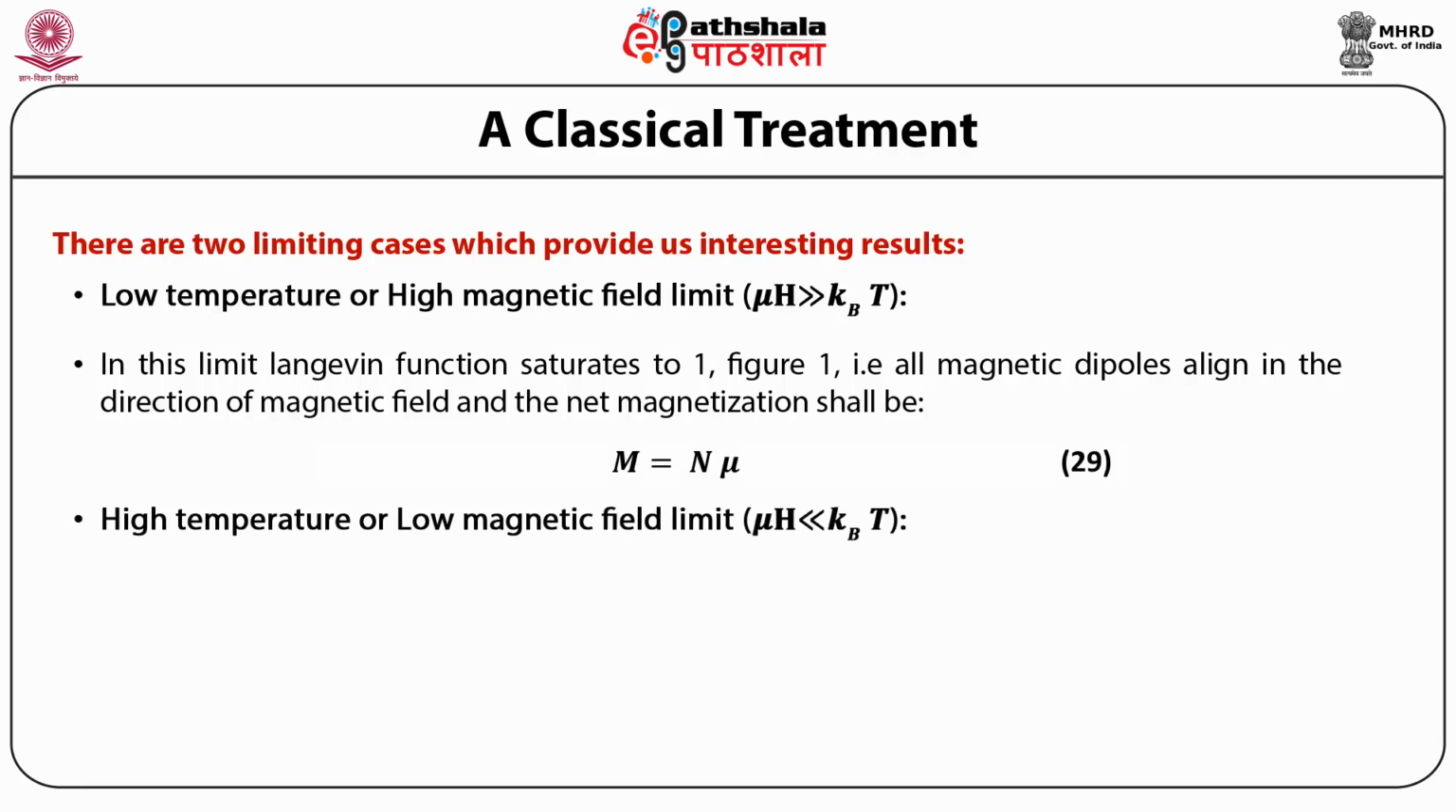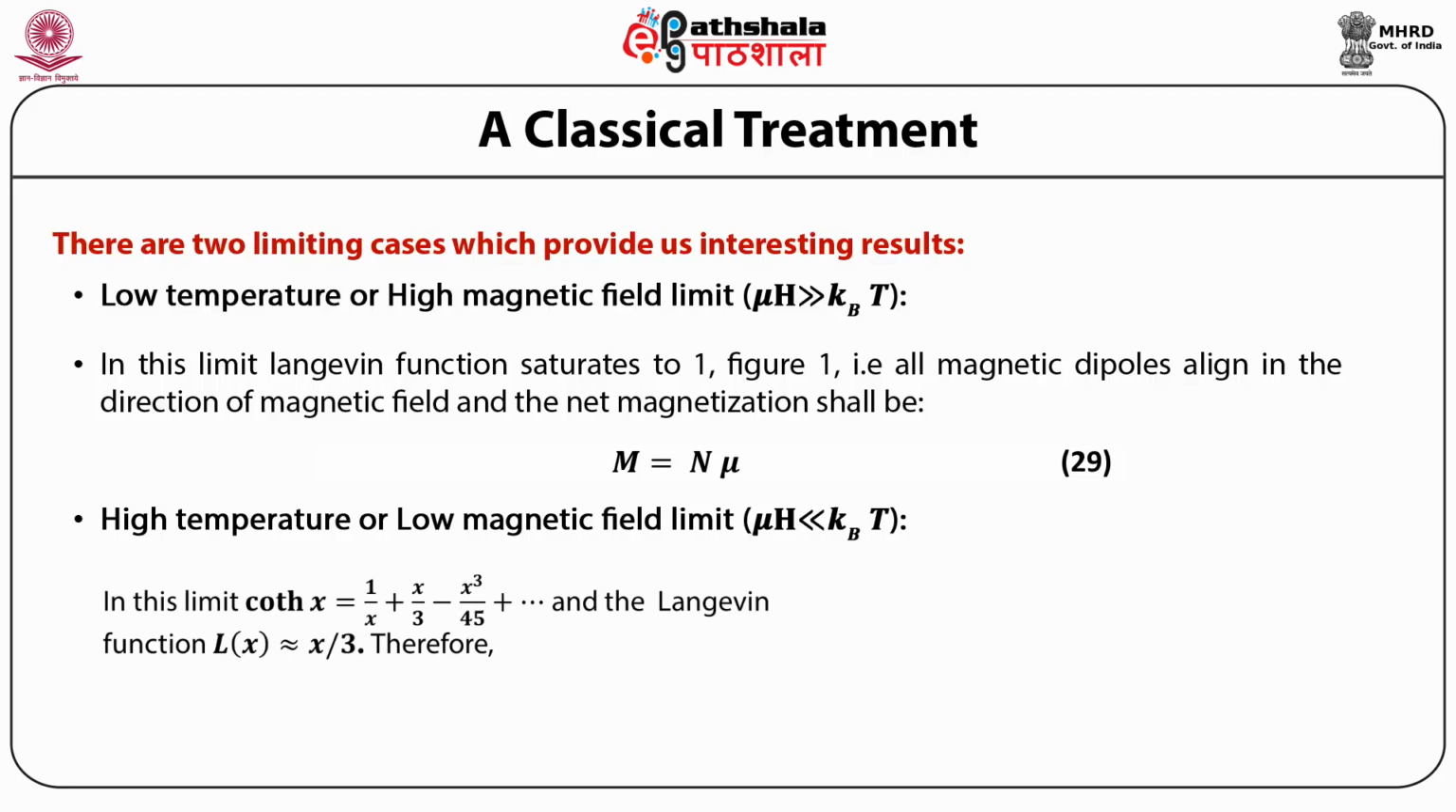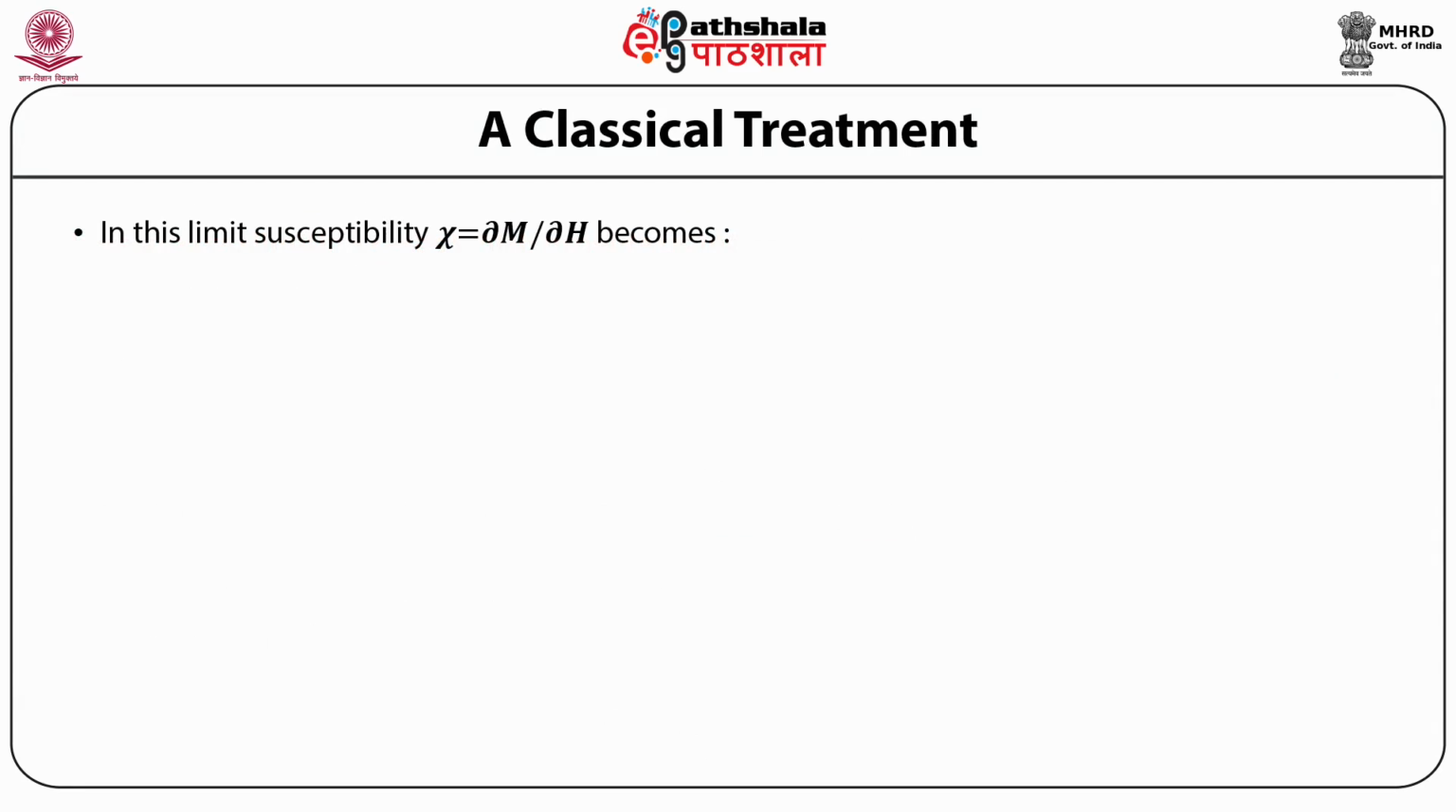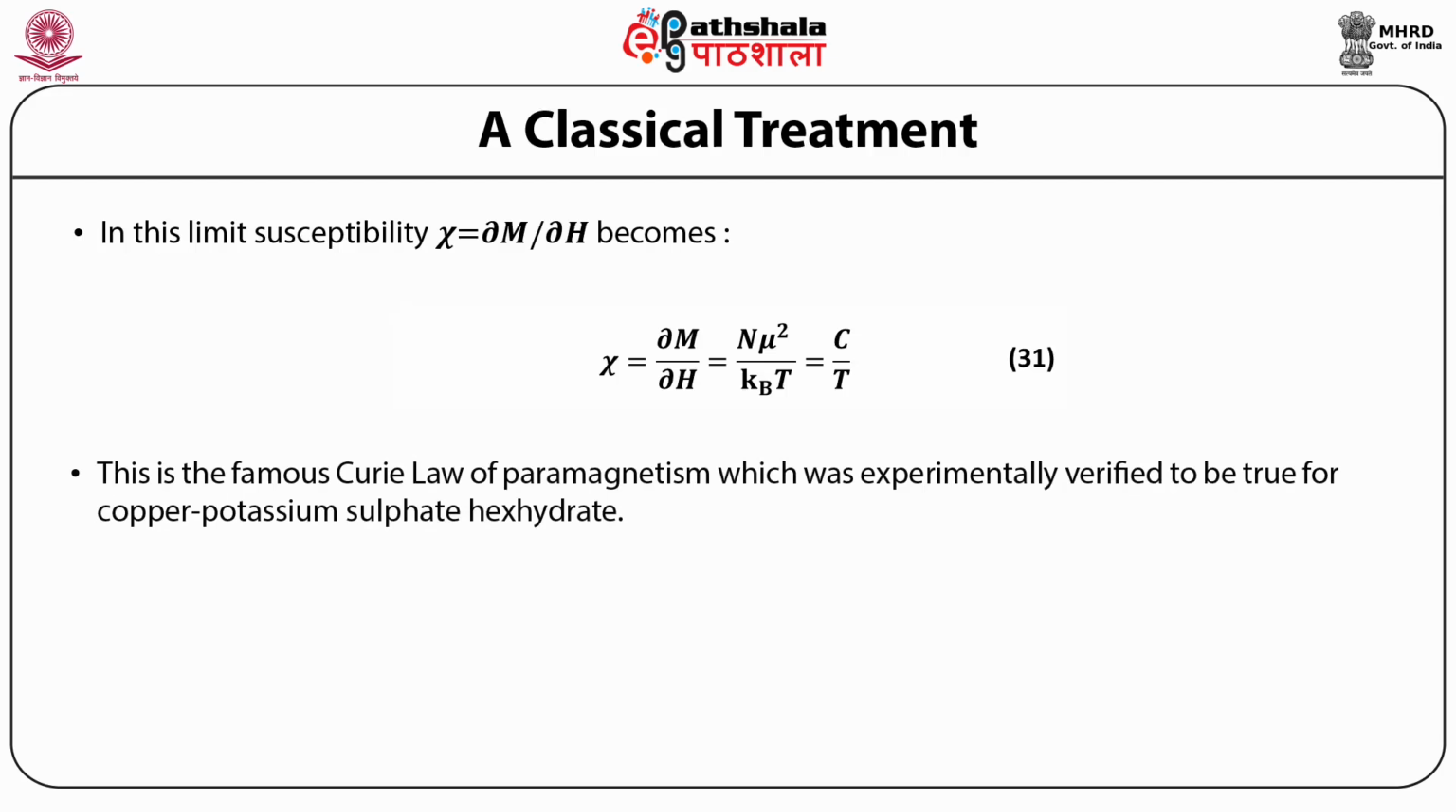Second limit, high temperature or low magnetic field limit, that is, μH is very much less than k_B T. In this limit, coth x can be expanded as 1/x + x/3 - x^3/45 + and so on, and the Langevin function L(x) is approximately equal to x/3. Therefore, M = n μ² H / (3 k_B T). In this limit, susceptibility χ = ∂M/∂H becomes equal to n μ² / (3 k_B T), which is a constant divided by temperature. This is the famous Curie law of paramagnetism, which was experimentally verified to be true for copper potassium sulfate hexahydrate.